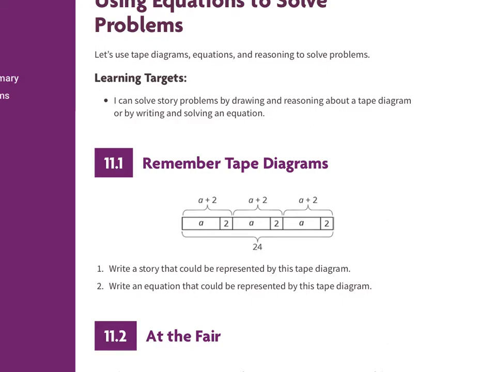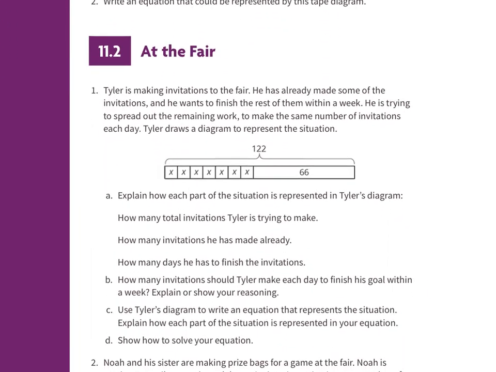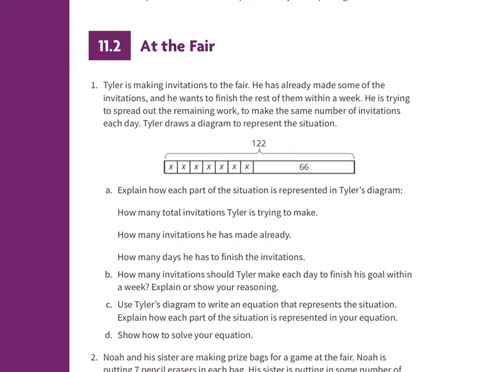So let's look at 11.2, At the Fair. Tyler's making invitations to the fair. He has already made some of his invitations. He wants to finish the rest of them in a week. He is trying to spread out the remaining work to make the same number of invitations each day. Tyler draws this diagram. Explain how each part shows how many invitations, how many days.